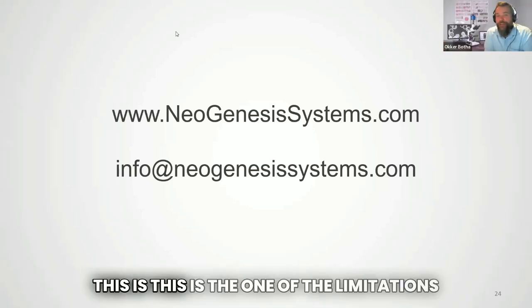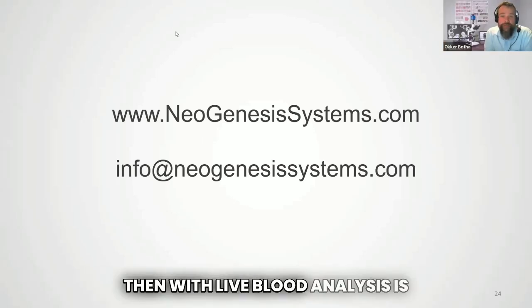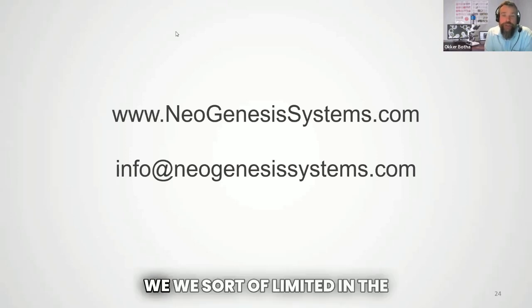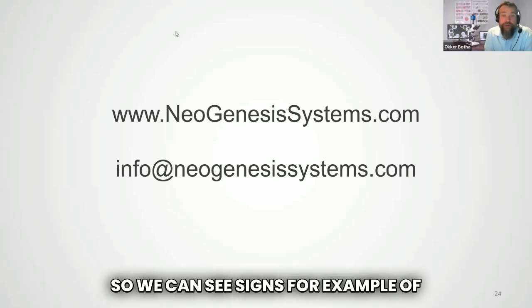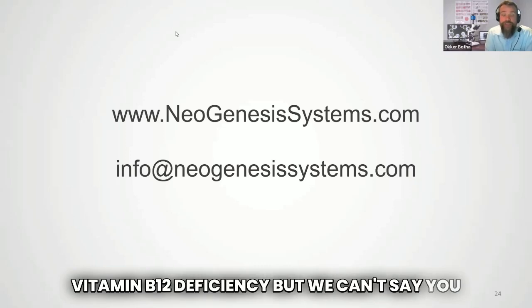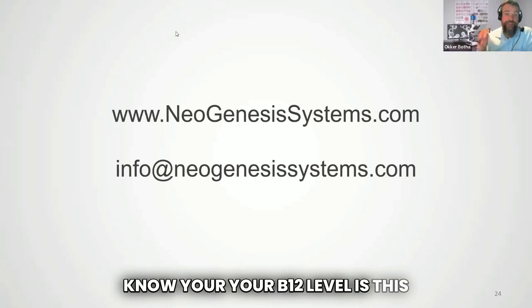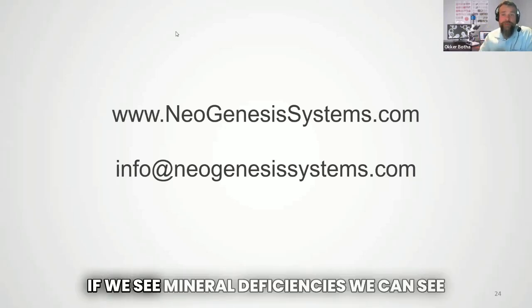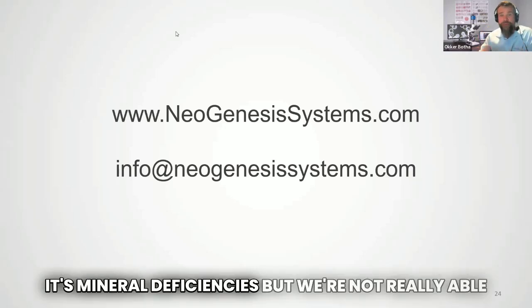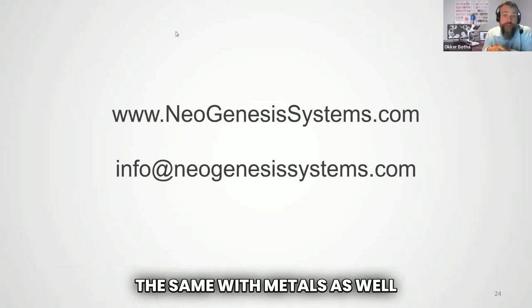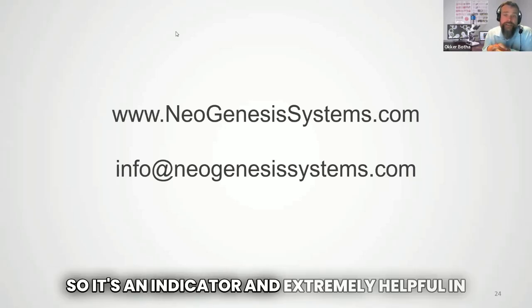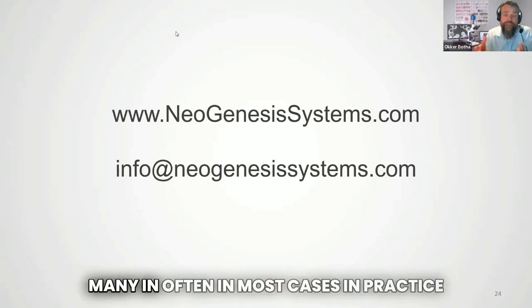Unfortunately not. This is one of the limitations with live blood analysis, because it is visual, we're limited in the finer details that we're able to get. So we can see signs, for example, of vitamin B12 deficiency, but we can't say your B12 level is this. And the same with iron. If we're seeing mineral deficiencies, we can see it's mineral deficiencies, but we're not really able to say it's this specific mineral that's deficient. The same with metals as well. So it's an indicator, and extremely helpful in many cases.